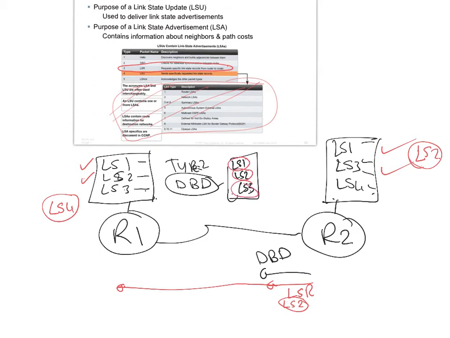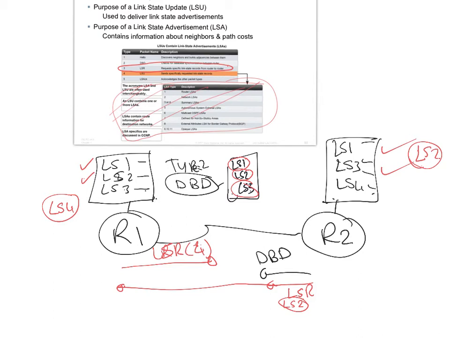So it acts as database synchronization. So I send the IDs, and then router 2 will say, I don't have the details of link state 2. So it sends a link state request to R1 with a link state ID of 2. Similarly, R1 will send a link state request with link state 4.